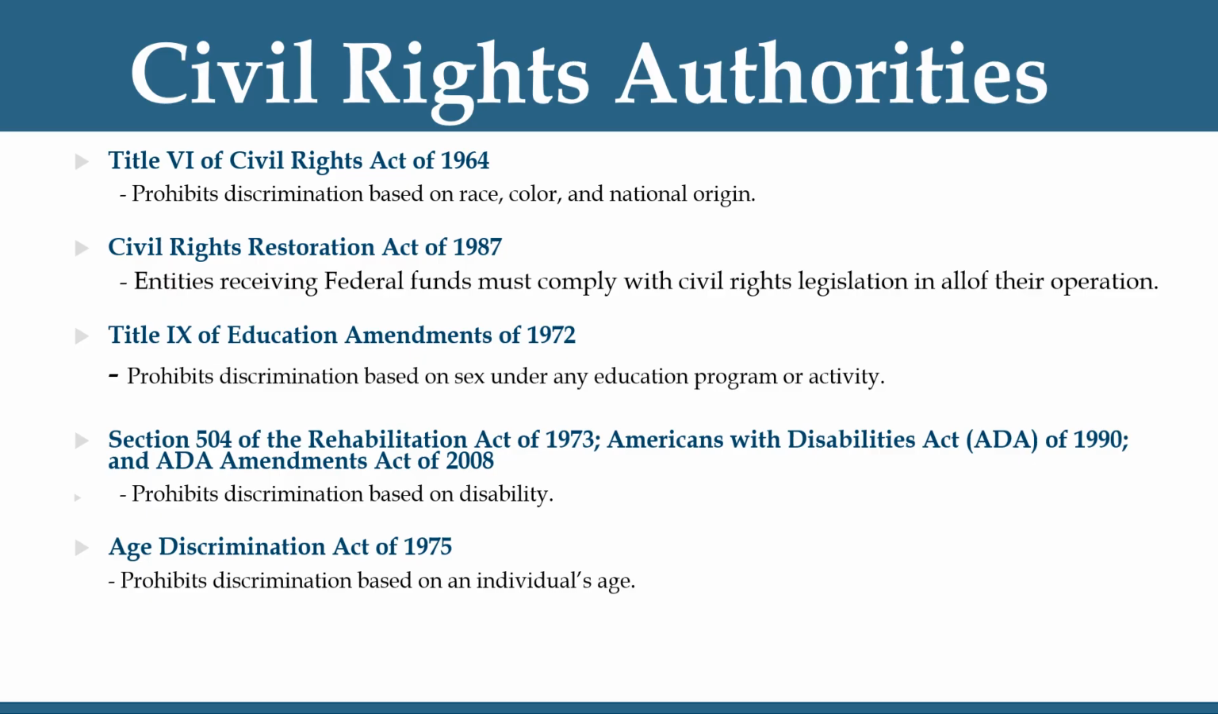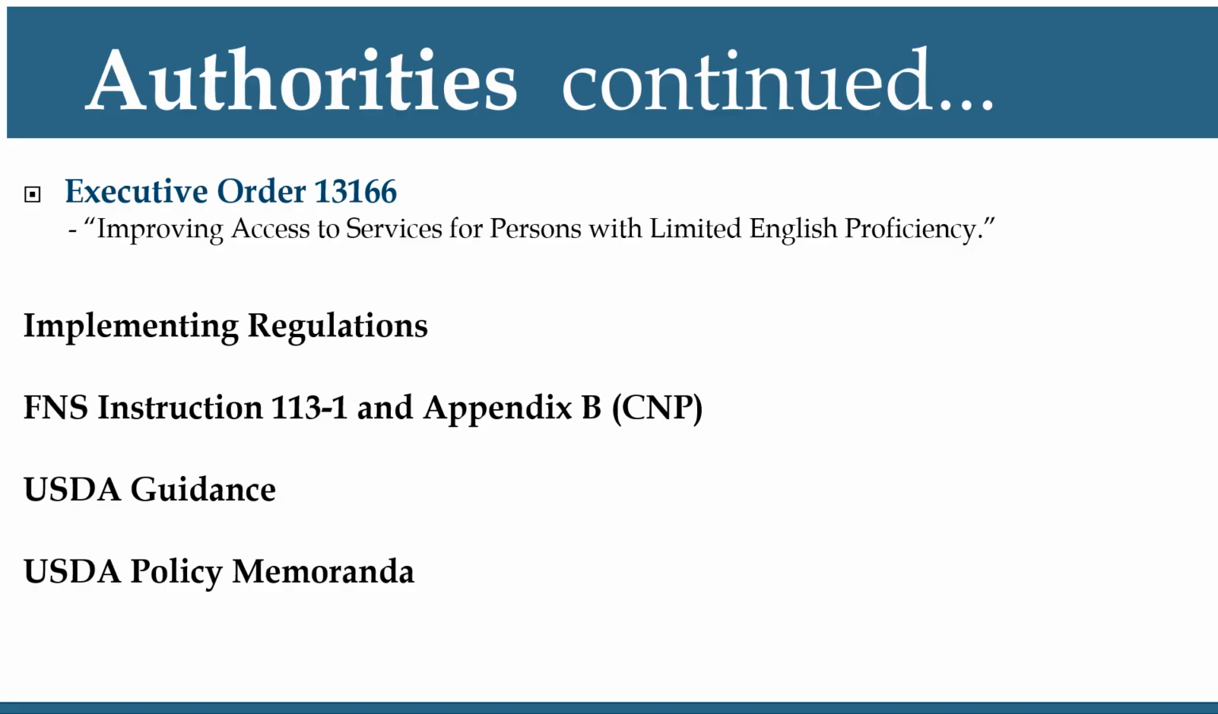Title IX of the Education Amendments of 1972 is synonymous with sexual discrimination. Section 504 of the Rehabilitation Act of 1973 and the Americans with Disabilities or ADA Act of 1990 are synonymous with protections for people who have disabilities. And the Age Discrimination Act of 1975, of course, deals with age. We have other executive orders that influence what we do. Executive Order 13166 dealt with people who have limited English proficiency and how we have to work with those people.